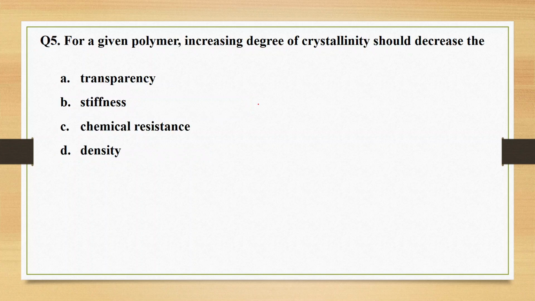This is your fifth question. It states, for a given polymer, increasing degree of crystallinity should decrease which of these parameters? You are increasing the degree of crystallinity, and that will lead to the decrease of which of these parameters? Okay, so I have 3 answers, 4 answers. A, okay, fine.